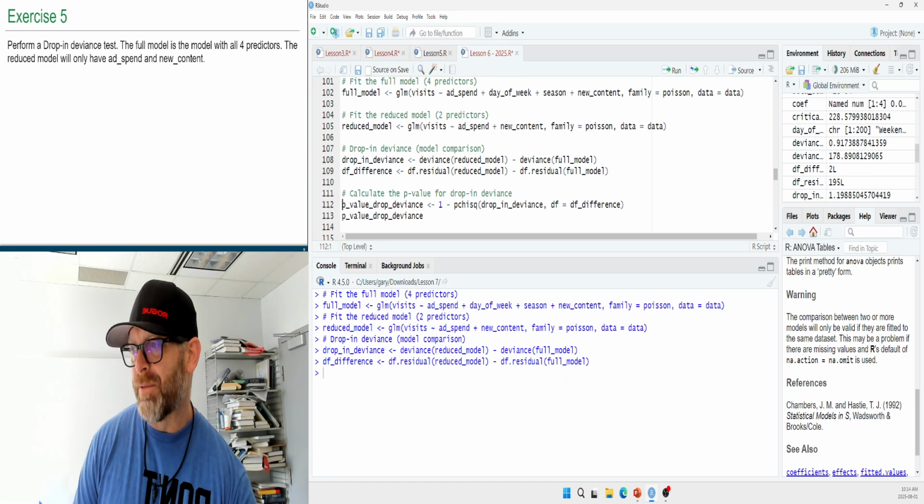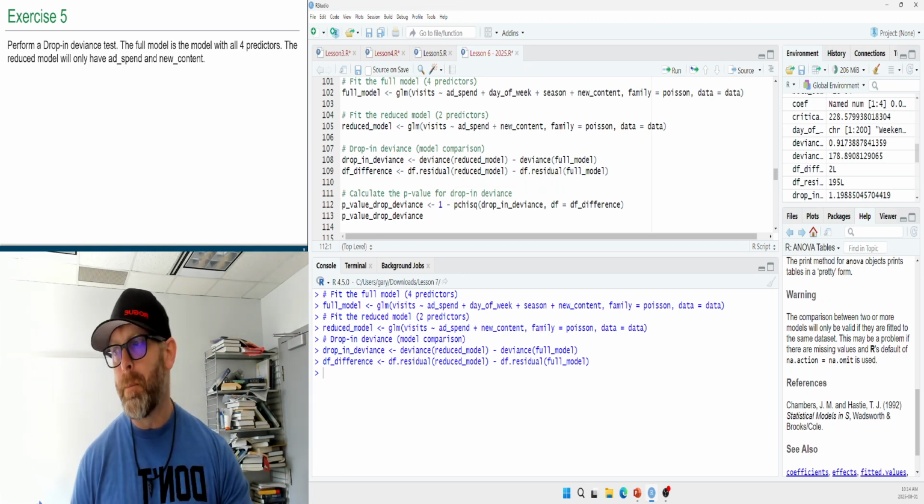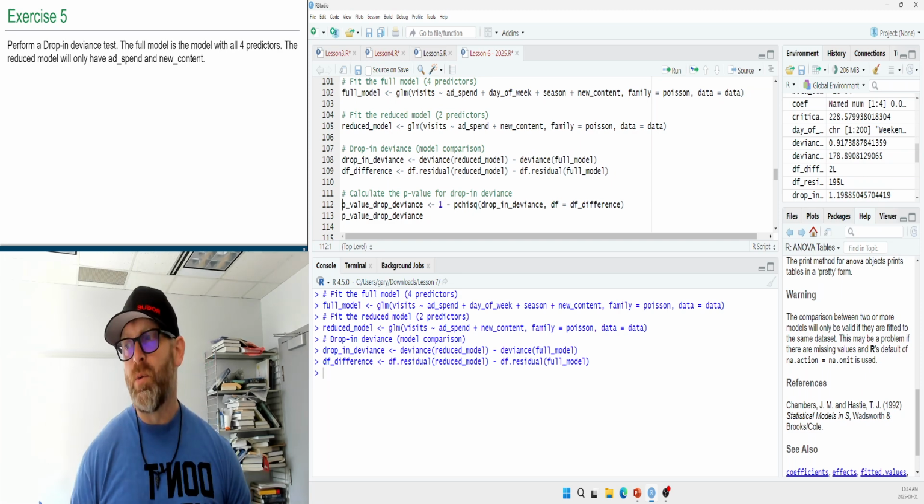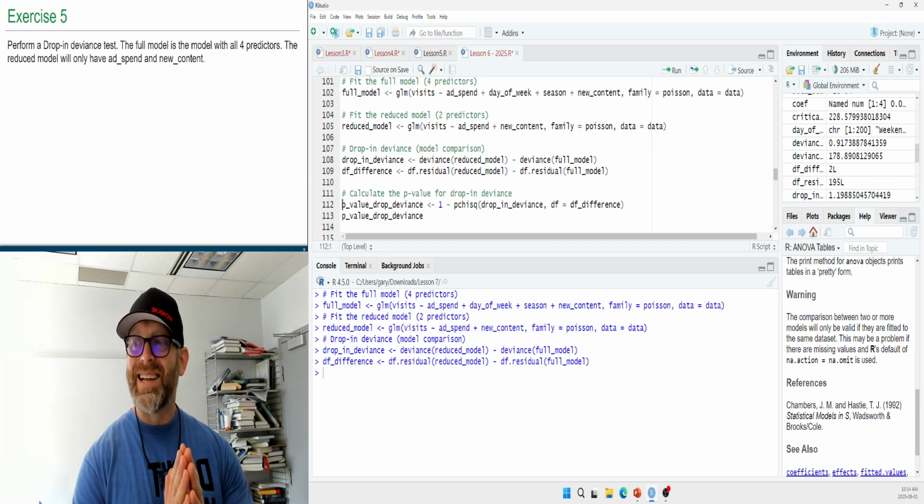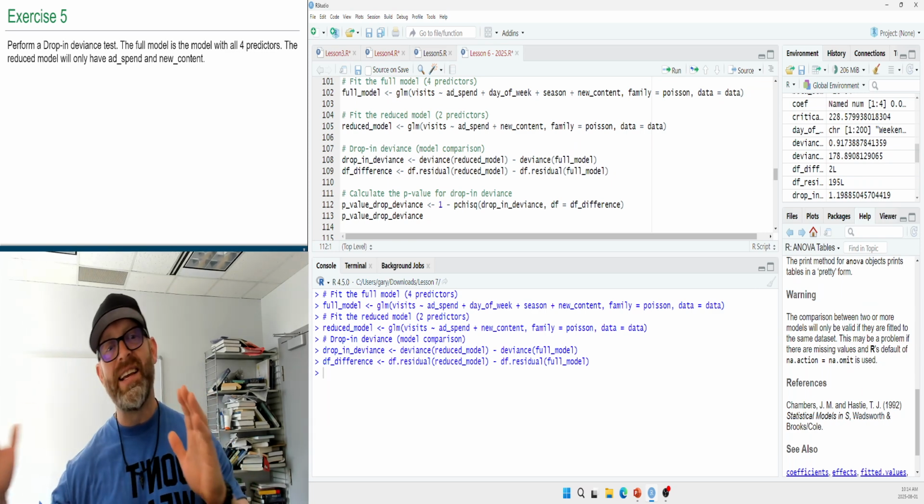So let's actually just break this down for a quick second. What I'm going to do is use this p, the prefix p, which is again for probability of a chi-squared distribution. I'm going to use the drop in deviance. So we're asking, what is the probability that the drop in deviance is less than this value, based upon this degrees of freedom? So less than, so going to the left of that.